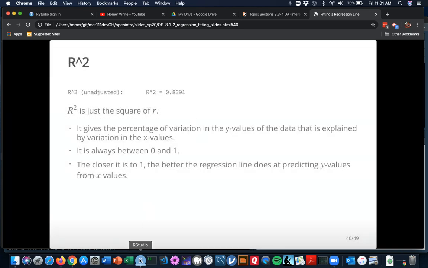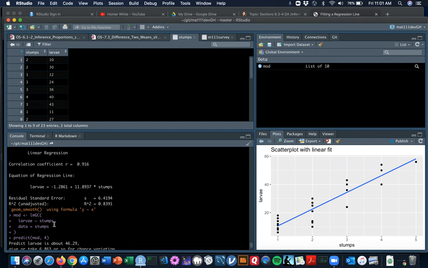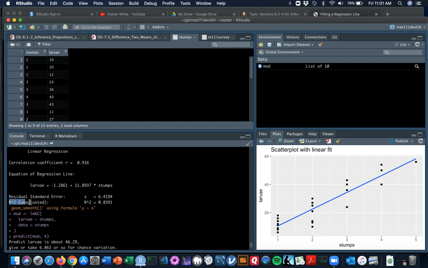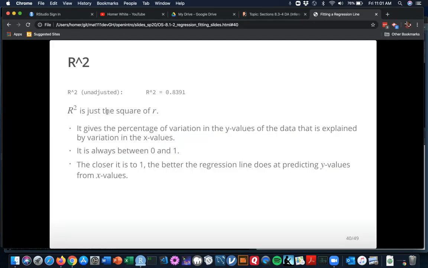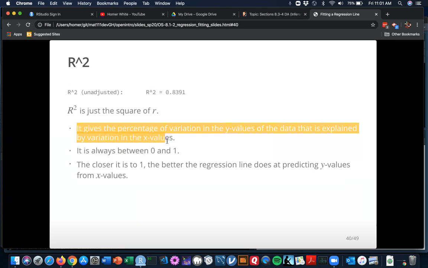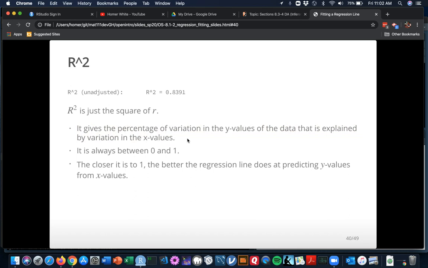Now, another piece, and the last piece of information that comes with lmGC, is the unadjusted R-square down here. So what's that about? Well, R-square, unsurprisingly, is the square of the R number. The R number was like 0.916. If you were to square that on a calculator, you'd get 0.8391. And there's a cool math fact that R squared gives you the percentage of variation in the Y values in the data that's explained by variation in the X value.